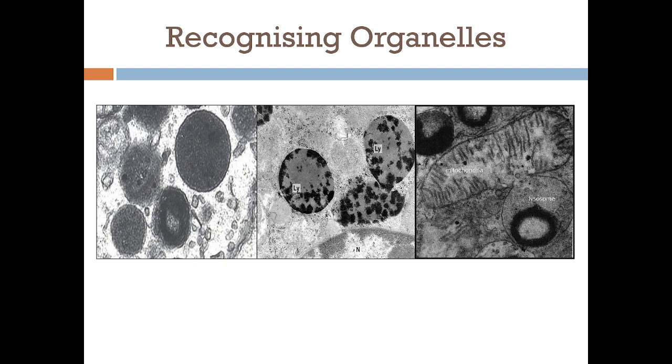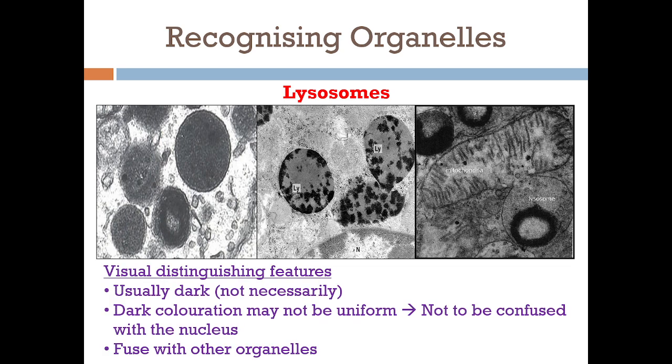Okay, next up is the lysosome. Lysosome is a bit more problematic because they can have different appearances. Usually they are darker, but that's not necessarily so, because I've seen lysosomes that are quite light before. It really depends on whether there are substances within the lysosomes that are being digested. If there are a lot of substances, they will be darker. If the lysosome is not doing any digestion, then there is nothing inside, so it's going to be lighter. So usually dark, but not necessarily.